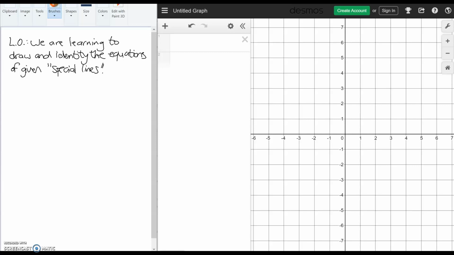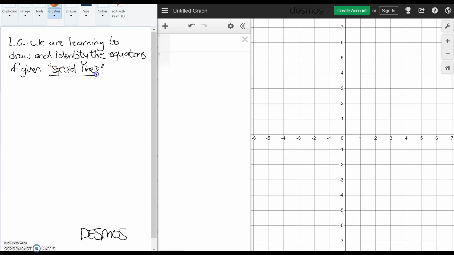So a bit of a different setup today. I've got Paint on the left and a bit of software called Desmos down the bottom. So if you do want to try it, please do. So Desmos, and today's learning objective is in black. We are learning to draw and identify equations of given, and then I've got a bracket, special lines.